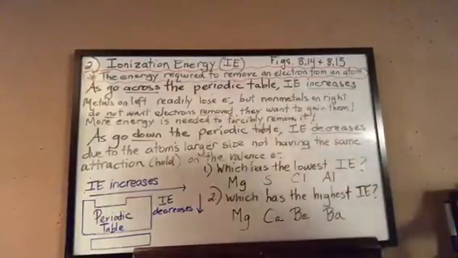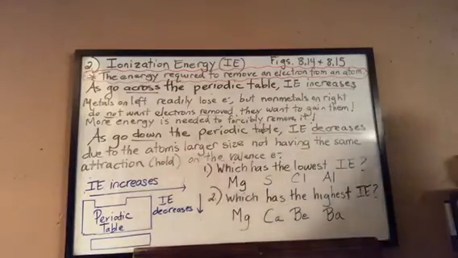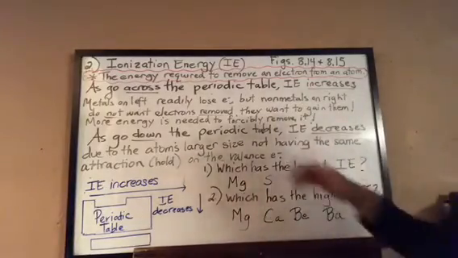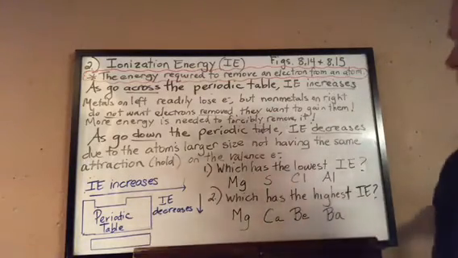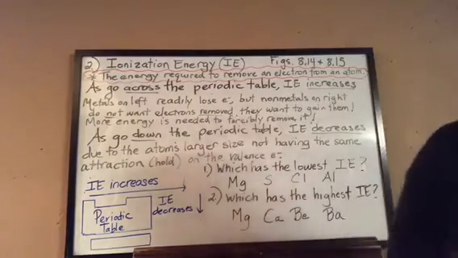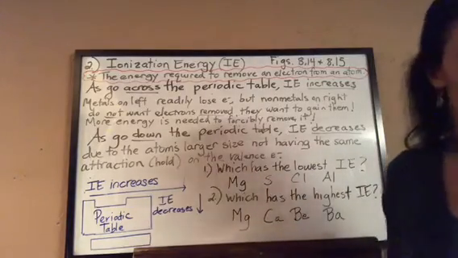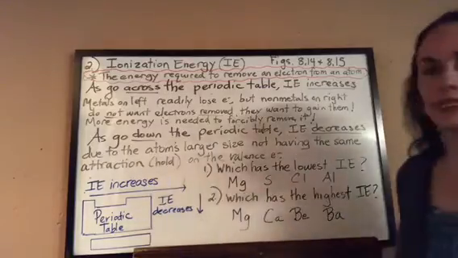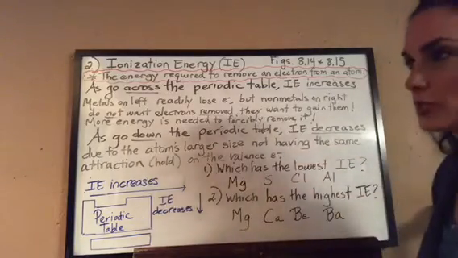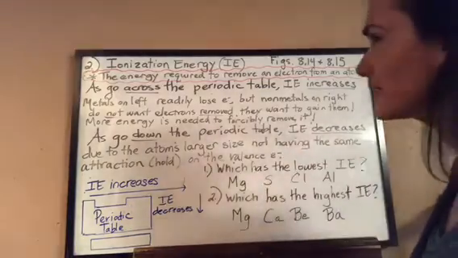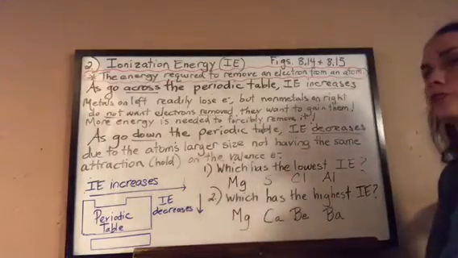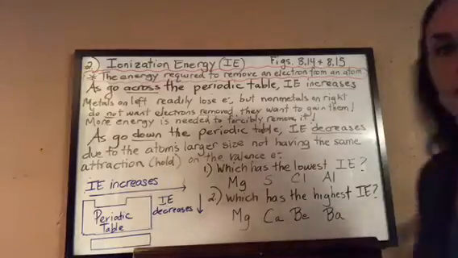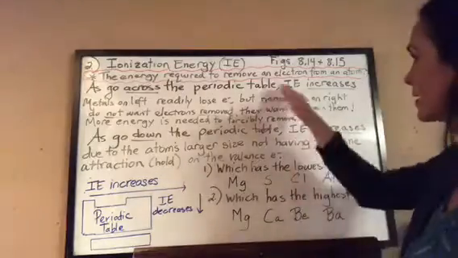The second trend we're going to discuss is ionization energy, abbreviated IE. And there are some figures in your textbook, figures 8.14 and 8.15, which I'm going to reference in a moment. But what is ionization energy? Atomic size is pretty easy to explain, but what is ionization energy? Ionization energy is the energy required to remove an electron from an atom. To remove an electron from an atom.